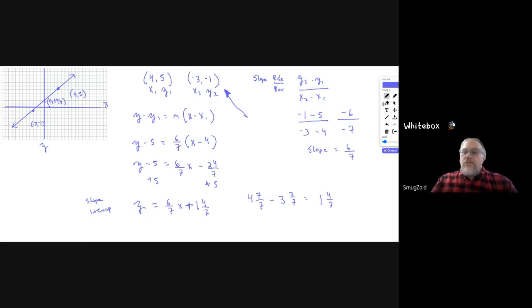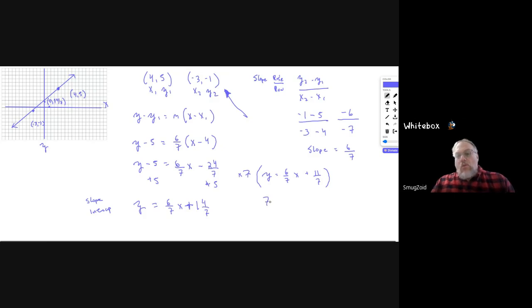Now, I do have to do one more thing. I have to put this in standard form. I don't need that anymore to do it, right? To put this in standard form, I take y equals 6/7 x plus, I'm going to switch this back to an improper fraction. So it's going to be 11/7, and you'll see why. I'm going to multiply this whole thing by 7. So this gives me 7y equals 6x plus 11.